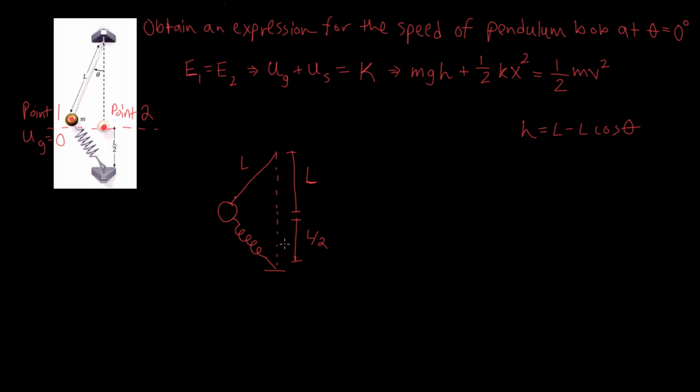And so the variable x would have to be drawn on this diagram. So when we stretch it, we're stretching it a distance x, and the rest of the distance is just L divided by 2. So the stretched distance is x, and the natural unstretched distance is L divided by 2.